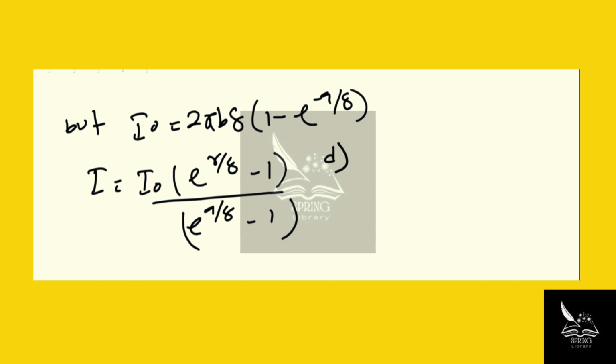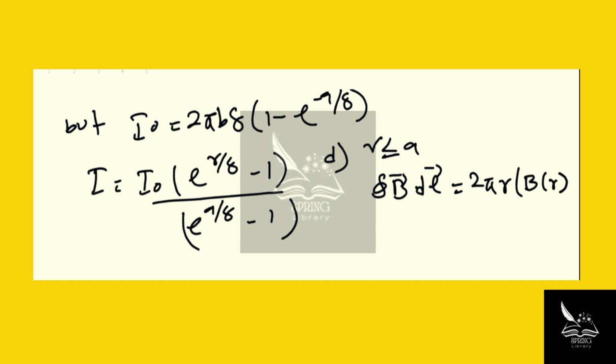Part D of the problem. Now we need to use the results from part C to find the magnetic field for r less than or equal to a using Ampere's law. Closed integral of B dot dl is equal to 2 pi r times B, which is a function of r. This is equal to mu naught times the current enclosed, which we found. So mu naught times I naught times e to the r over delta minus 1 divided by e to the a over delta minus 1.